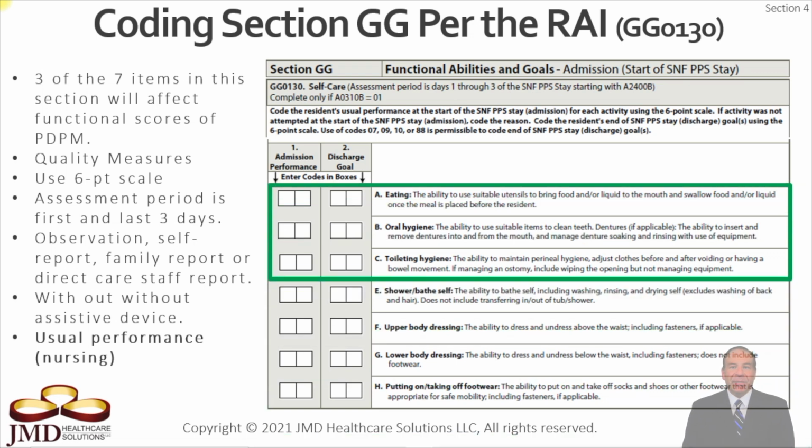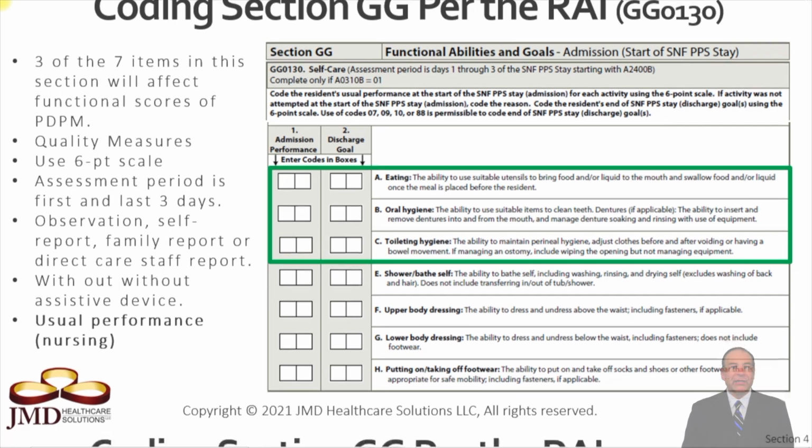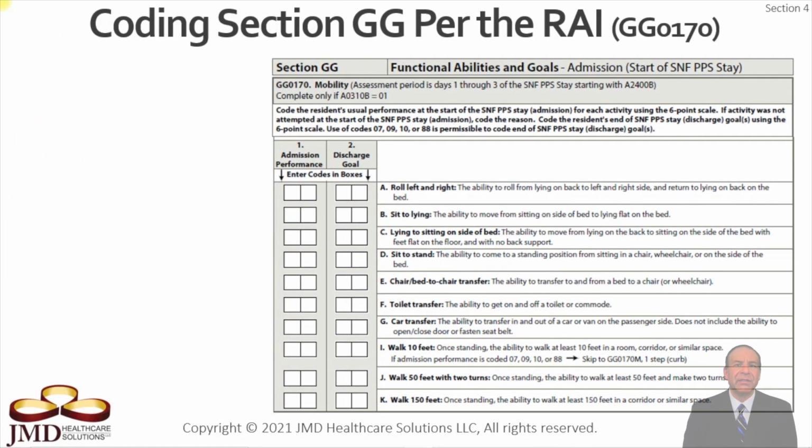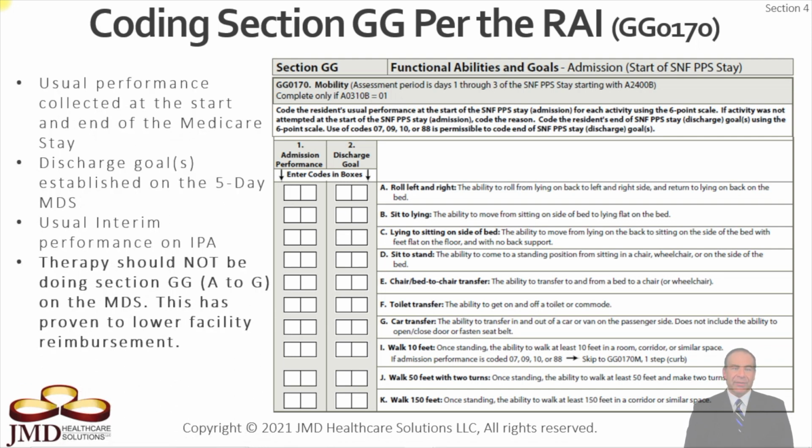And those would be the three pieces that would contribute to PDPM that we were speaking of. Again, not that the other pieces aren't important. They are, and all those other pieces are something like therapy will be working on. So that proves how important they are, but those are the only ones that contribute. Now, it's GG 170, mobility, the few little things to give you here.